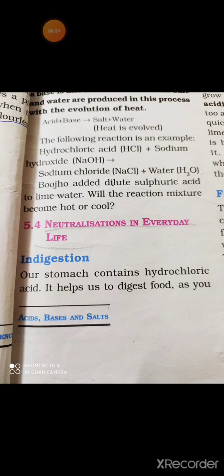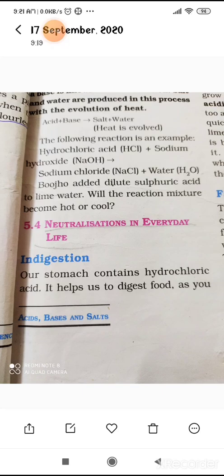Sometimes indigestion is painful. To relieve indigestion, we take an antacid. Now what is an antacid? Antacid means the acid is destroyed. The acidic character of the acid can be destroyed by bases. So we have to take a base, and it can destroy the acidic character of the acid.